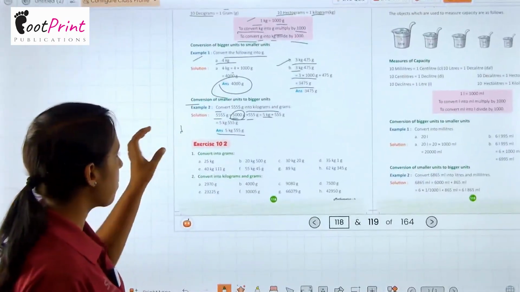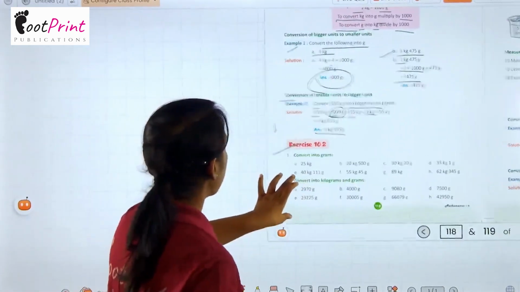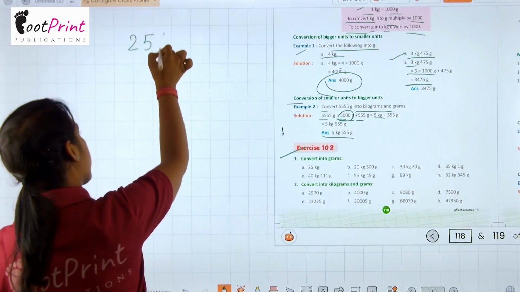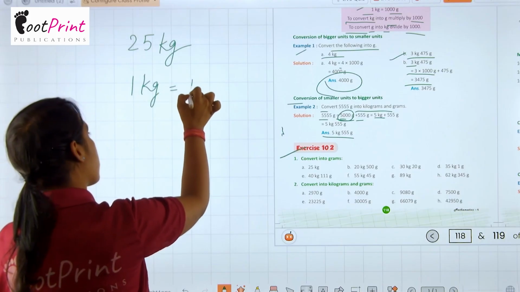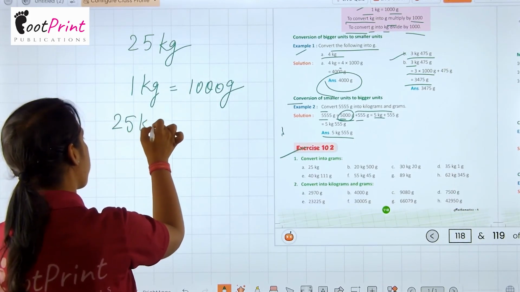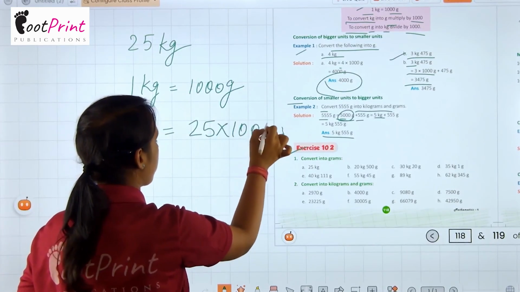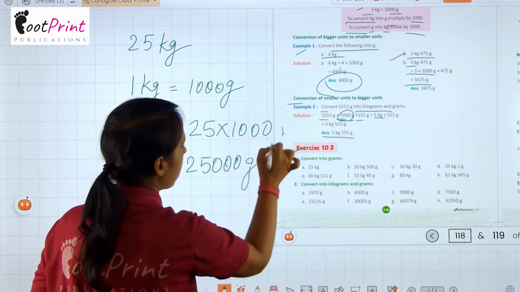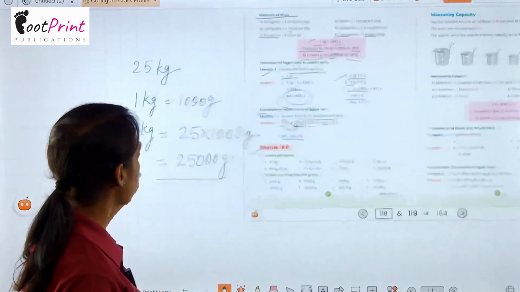Okay, now on the basis of this concept we have exercise 10.2 here, and question number 1 is to convert into grams. Here we have to convert 25 kilogram into grams. We know that 1 kilogram equals 1000 gram. So 25 kilogram will be multiplied by 1000. So we get 25,000 gram. Okay, so this is our answer. In this manner we can easily convert the units.